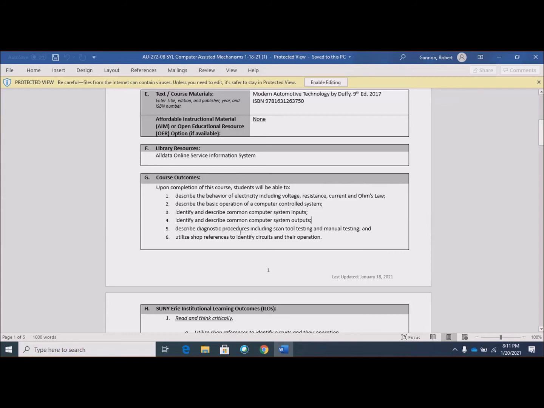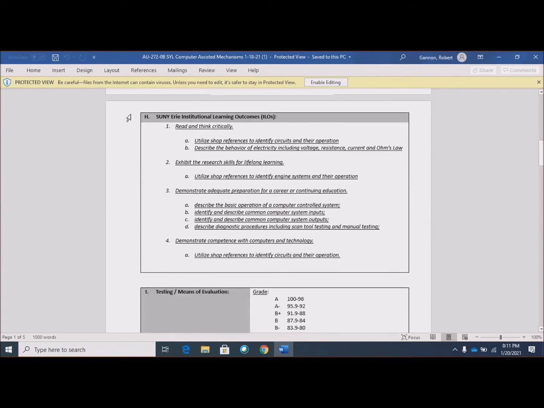Number 5, describe diagnostic procedures, including scan tool testing and manual testing, and utilize shop references to identify circuits in their operation. So first, we'll understand how these systems work. Then we'll talk about how to diagnose them. And the repair, usually the repair is the easy part. You're fixing a wire, you're unbolting a part and bolting in a new one. What separates a technician from a wrench turner and a parts changer is the ability to do that diagnosis, to determine what part needs changing.